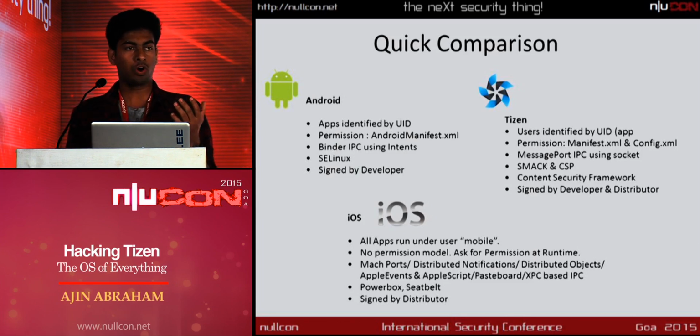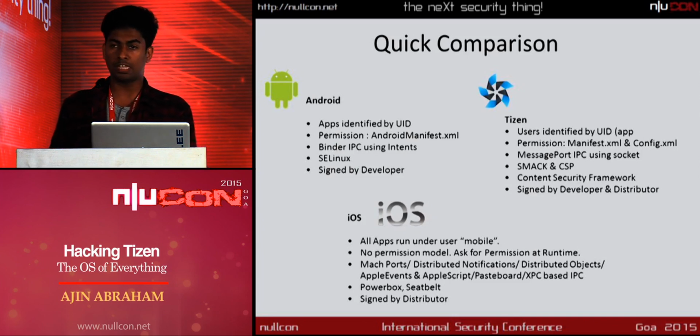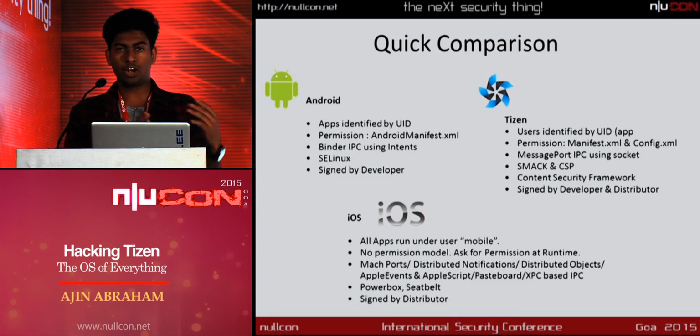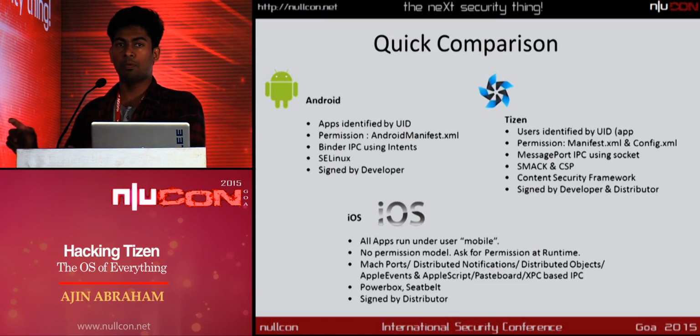And then for IPC, in Android, it's a binder-based IPC using intents. But in the case of Tizen, there is something called the message port API, similar to that, which is using sockets. And for iOS, initially they were using a lot of workarounds, and now they have something like XPC-based IPC. And in Android, to harden the sandbox, they have SELinux, which is fully implemented in Android. In Tizen, they have SMACK plus the content security policy. Content security policy is specifically for the web application. That is mandatory.